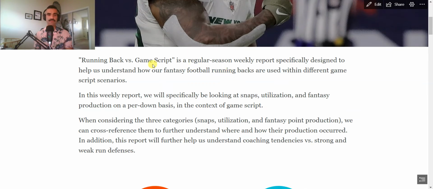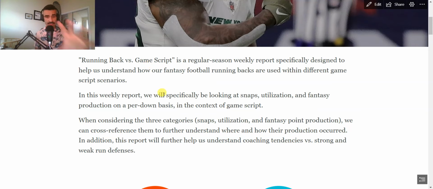And this is a brief description of what it is. Running back versus game script is a regular season weekly report specifically designed to help us understand how our fantasy football running backs are used within different game script scenarios. In this weekly report, we will specifically be looking at snaps, utilization, and fantasy production on a per down basis in the context of game script. When considering the three categories of snaps, utilization, and fantasy point production, we can cross-reference them with each other to further understand where and how their production occurred. In addition, this report will further help us to understand coaching tendencies versus strong and weak run defenses going forward.